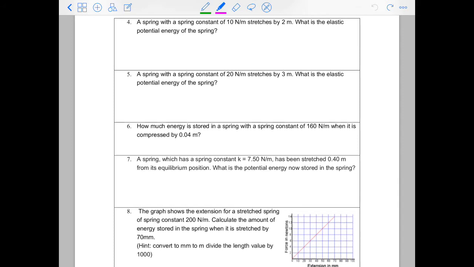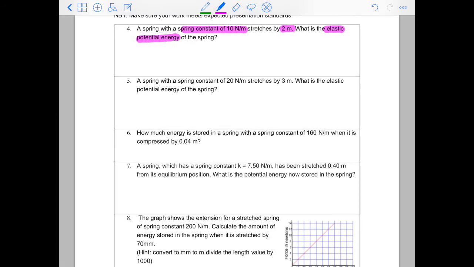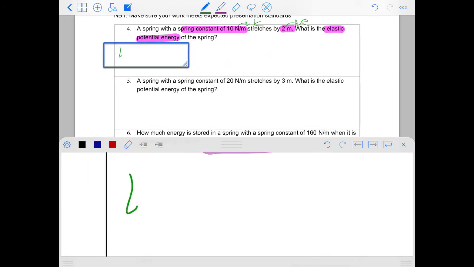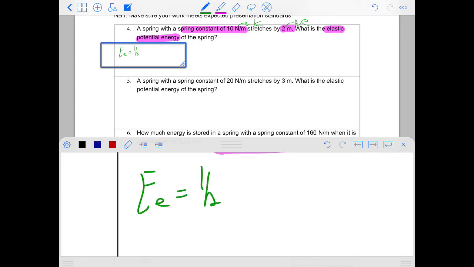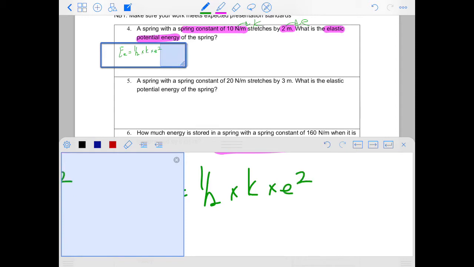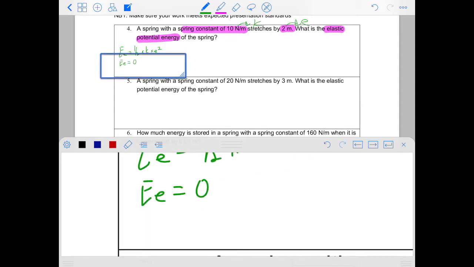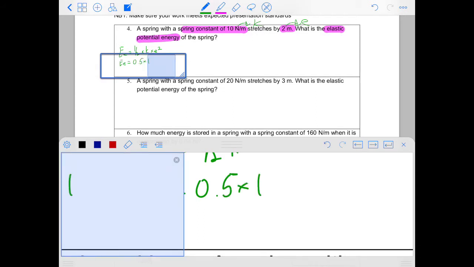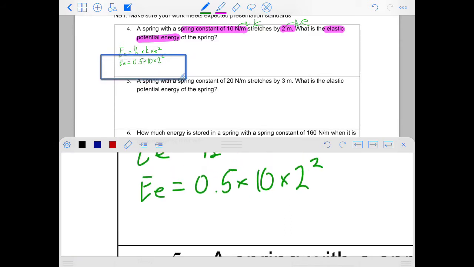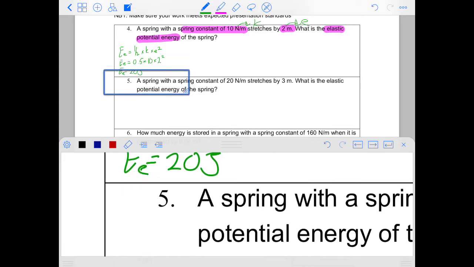So answers for question 4. Spring with a spring constant of 10 newtons per meter stretches by 2 meters. We know that's our extension. What is the elastic potential energy of the spring? So again, we know 2 meters is our extension. This is our spring constant. So our elastic potential energy is equal to 1/2 times spring constant times extension squared. So our elastic potential energy is equal to 0.5 times our 10 newtons per meter times 2 meters squared. So we plug 2 meters, so 2 squared times 10 times 0.5 into your calculator. You end up with an elastic potential energy of 20 joules. So again, your 3 marks.